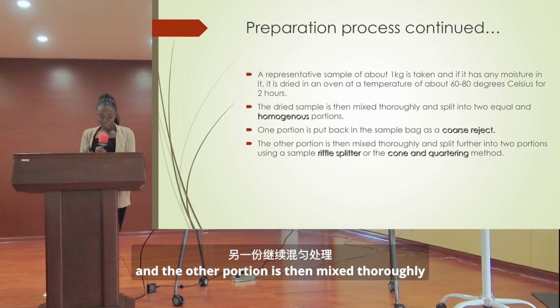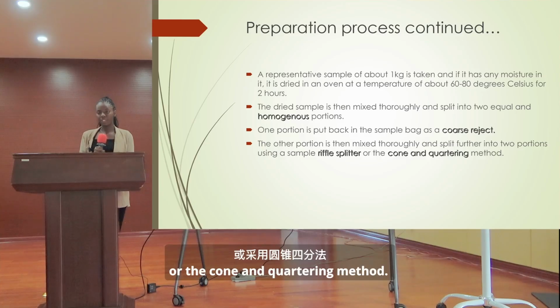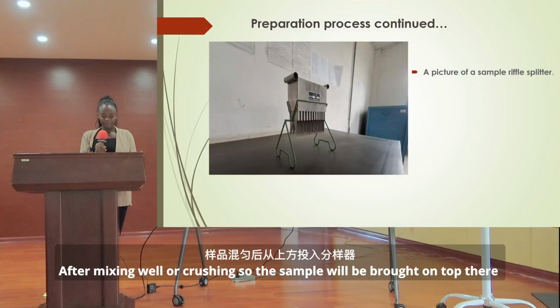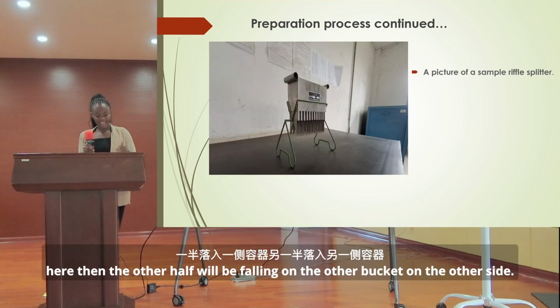And then the other portion is further mixed thoroughly and split again into 2 portions, using a sample riffle splitter or the cone and quartering method. After mixing or crushing, the sample will be poured on top there and then it will be split. So one half will fall into this bucket here, and the other half will fall into the other bucket on the other side.